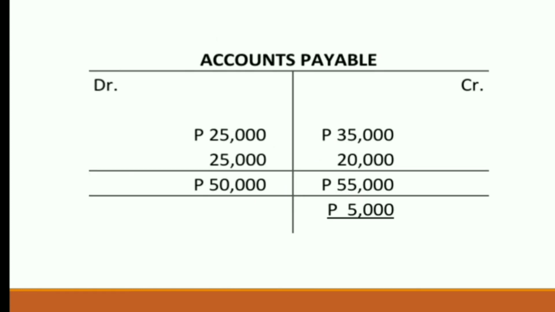So the 5,000 credit balance will be written here in the credit side, and don't forget the double rule.